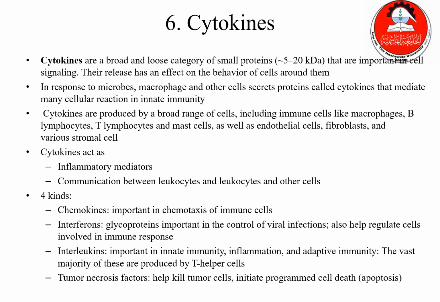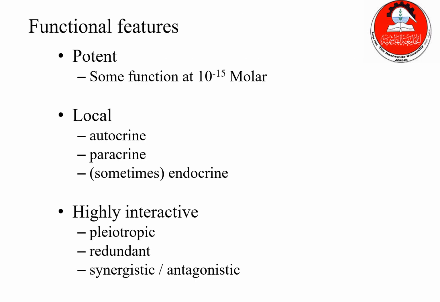Interleukins are important in innate immunity, inflammation, and adaptive immunity, and the vast majority of these are produced by the helper T cell, as we're going to see in the last slide of this lecture. Tumor necrosis factor helps kill tumor cells and initiate programmed cell death, apoptosis, in infected and cancerous cells.